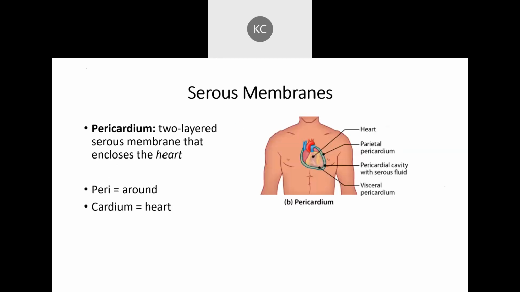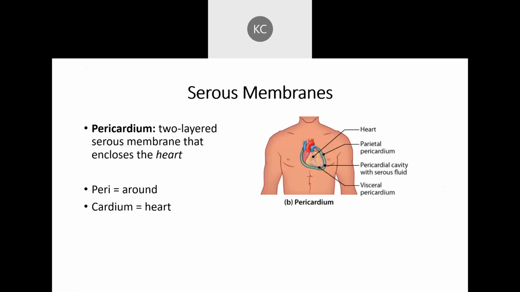So if we look at it in more detail for the heart, this is called the pericardium specifically. The prefix peri means around. Cardia, cardiac, cardium, all these refer to the heart. And again, you can see the layer on the heart. This is the visceral layer. You can see the layer on the body wall. This is the parietal layer. And in between, you have that cavity, or in this case, it's called the pericardial cavity because it's associated with the heart.